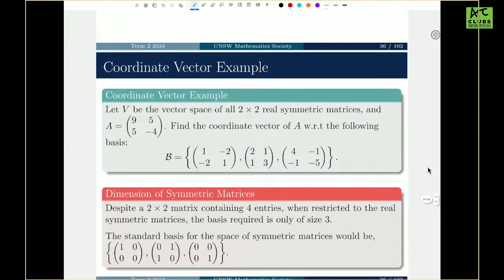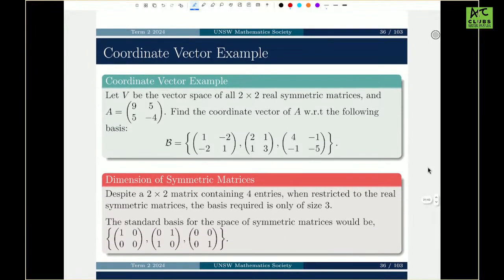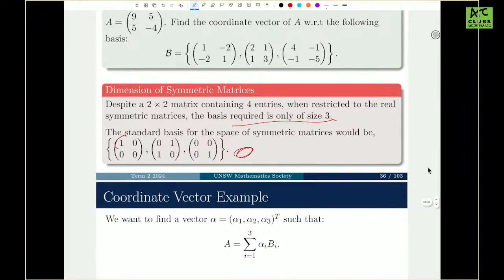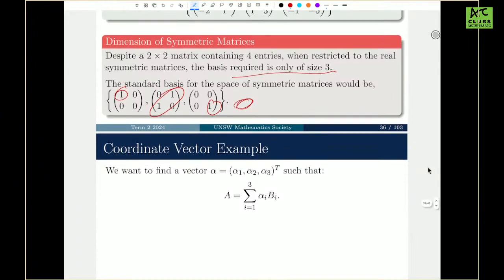But let's have some explanation. Yep, the basis required is only of size 3. Keep that in mind. And it's best to think about things in terms of the standard basis. Standard basis is easy to work with. And so this is what's clearly going to be the standard basis of symmetric matrices: 1 here, 1 here, and then this one with 2 ones, because they have to be the same.